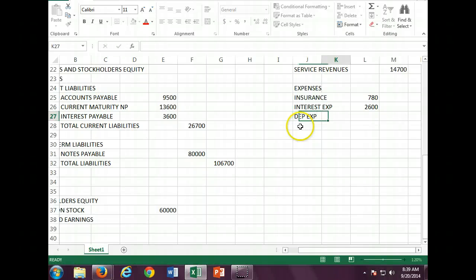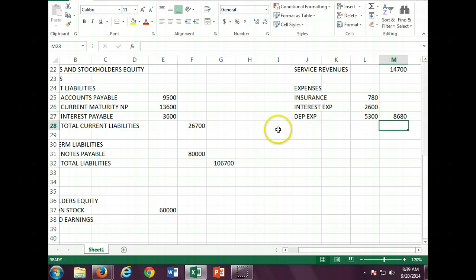Pension expense, 5,300. Then, do we have another one? That should be it. 780, 2,600, and 5,300 equals 8,680. So we take... then our net income here should be the difference, right? This minus this is 6,020. Yep. Okay, so 6,020 should be our net income.